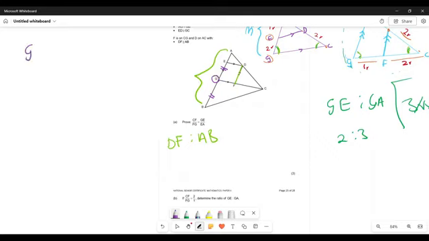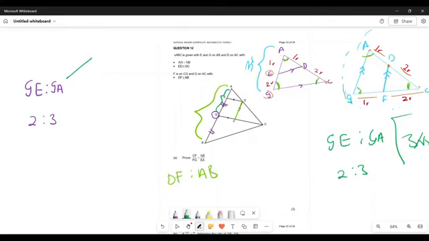Remember before I said the ratio of your GE to your GA is 2:3, right? Now, I want you to note something. Look at your GA, which is this line right over here. This line GA is half of your AB, right? So I can represent my GA in terms of AB. Basically this is the same as 1 over 2 multiplied by AB.